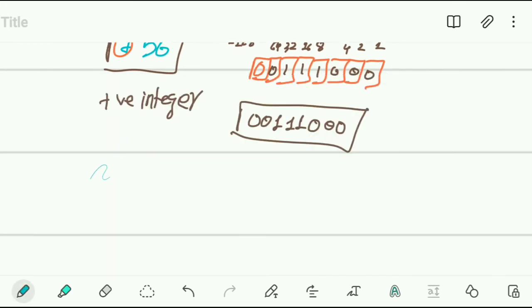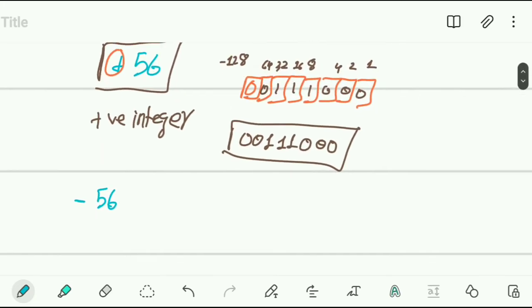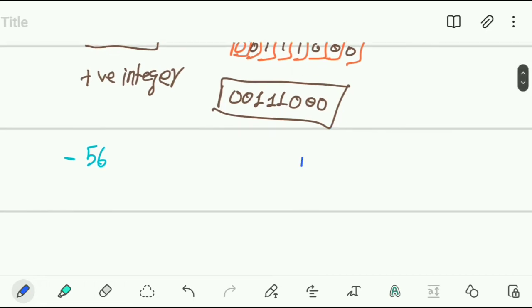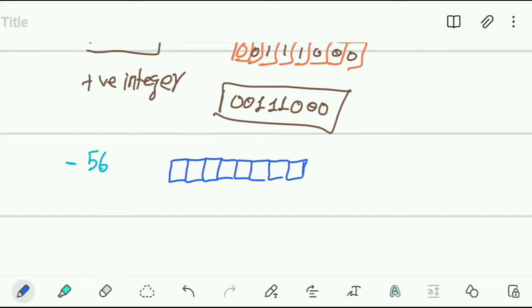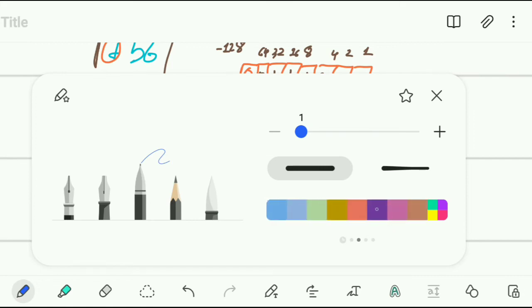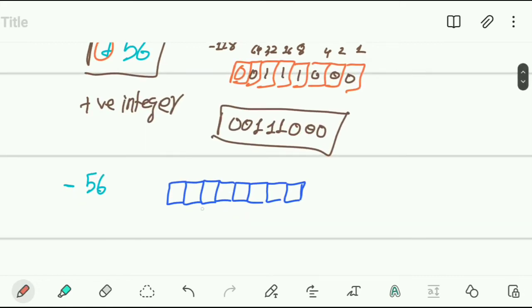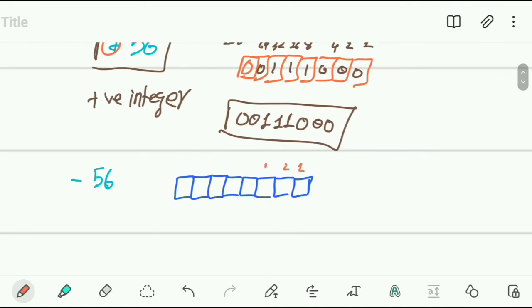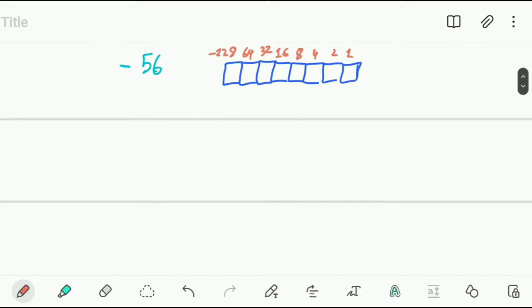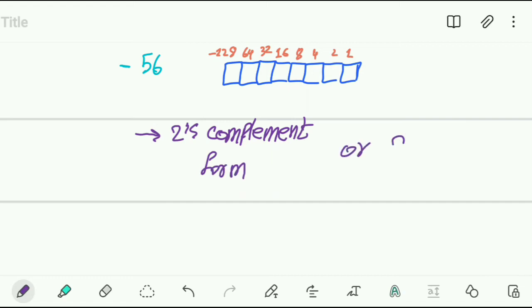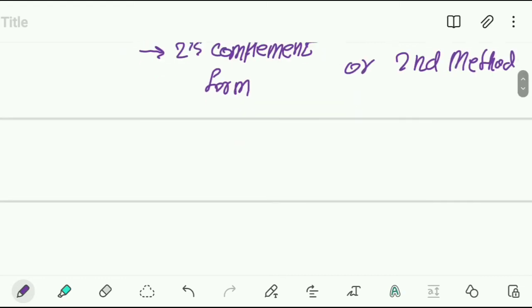And what happens if I ask for the binary representation of negative 56? How am I going to represent this? Using the same thing, let's make boxes 3 4 5 6 7 8. This is 8-bit. In order to represent any negative integer in binary, we use the 2's complement form, or we can use another method, the second method. Let's discuss 2's complement form first.